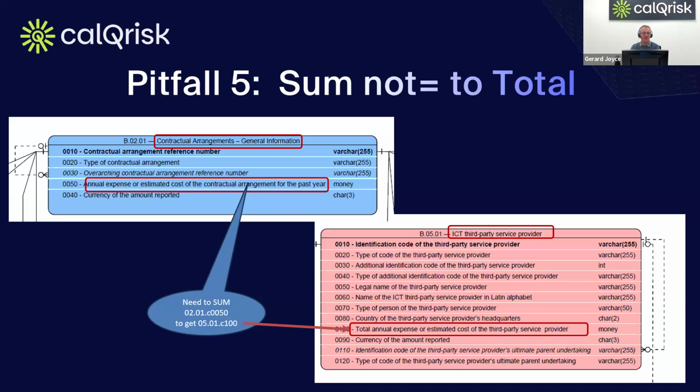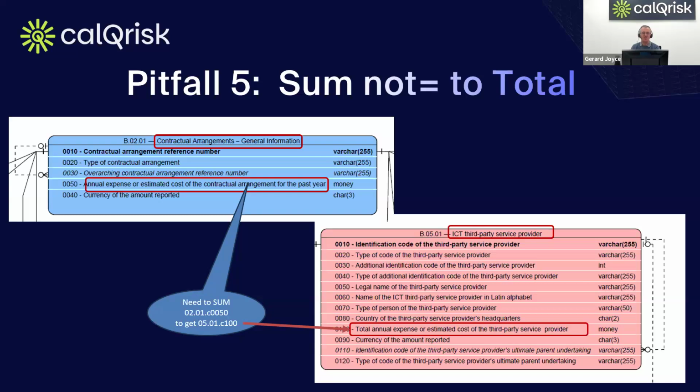So let's say you have 3 contracts with a third party, and let's say each is a value of 10,000. Let's keep it modest. Then in 0501, you will have one record saying 30,000 because it's the one third party. You don't have 3 third parties, you have one third party. So 0501 is the sum of those 3 records that's in 0201.